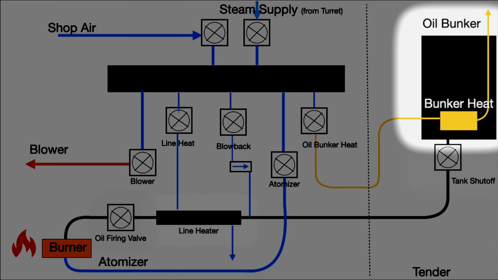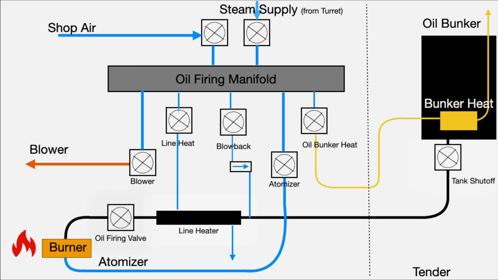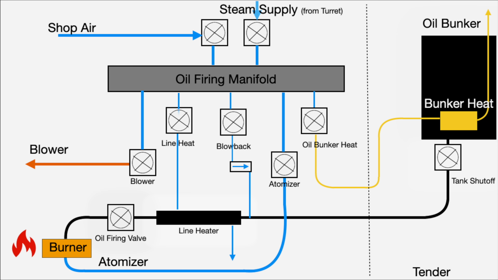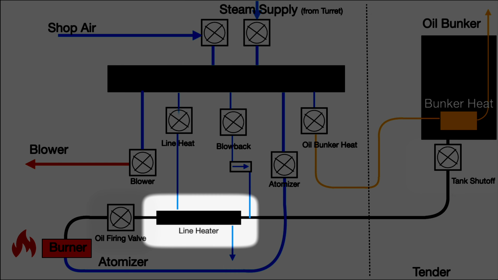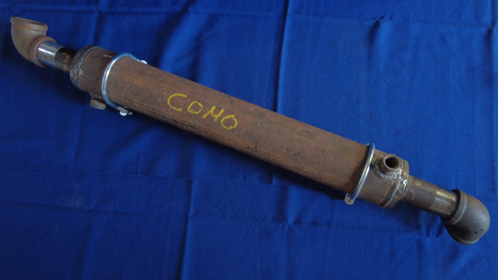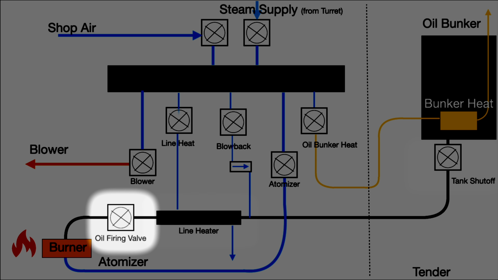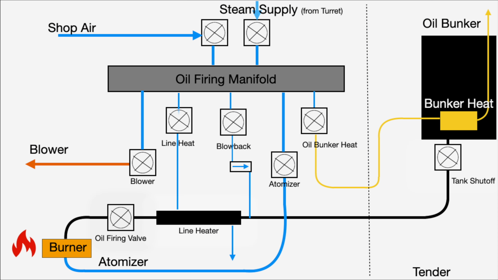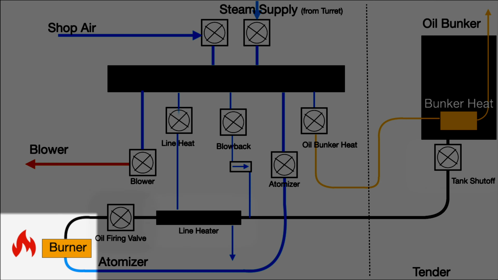Starting at the oil bunker, it's just a box that holds all of the oil in the tender. Out of the bottom of the bunker, there's a tank shutoff valve. The oil then runs through a line to the line heater where the oil will be warmed. From there, it goes through the oil firing valve, which is controlled by the quadrant by the fireman, and the oil then drips into the top of the burner.